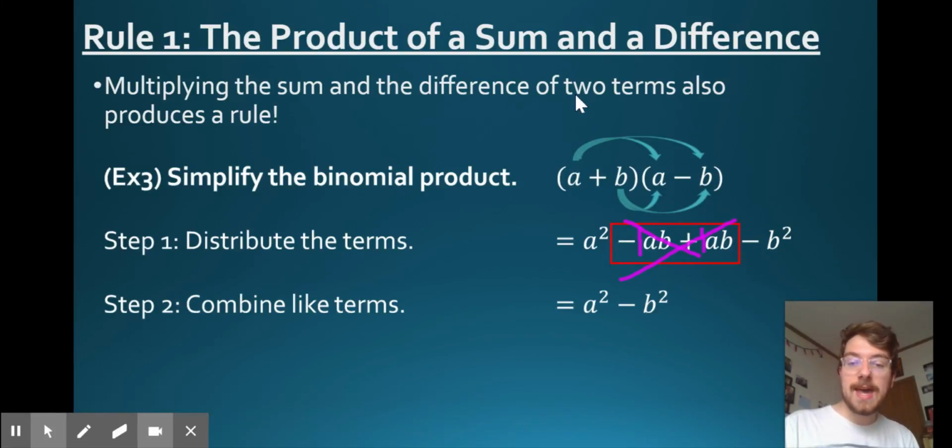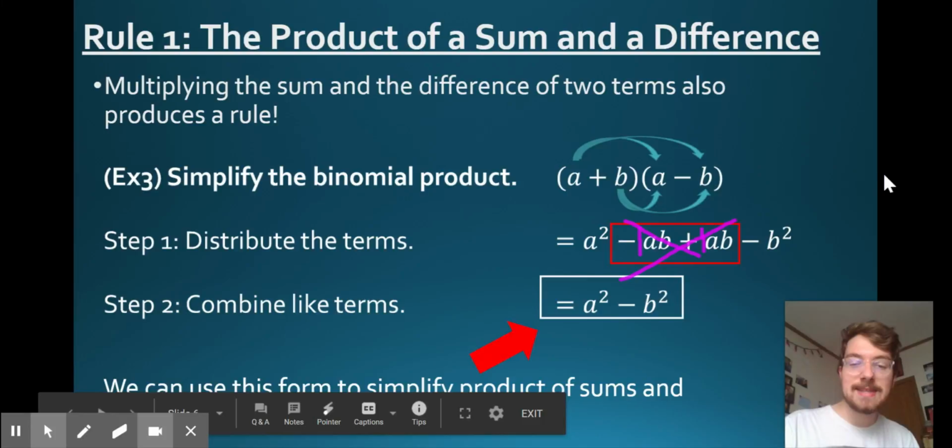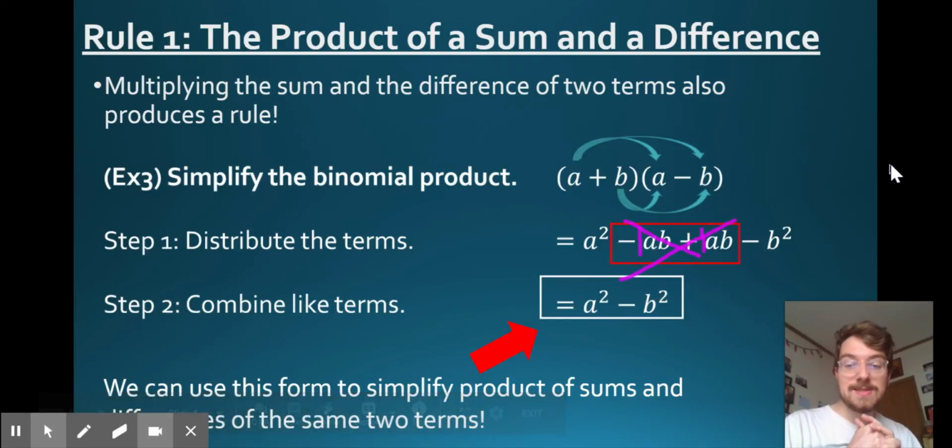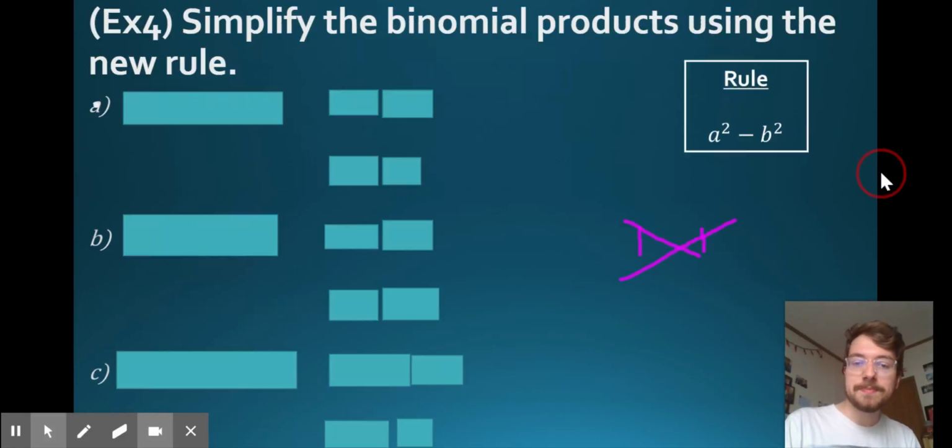So if you've got a product of a sum and a difference, your answer is always going to look like this. That is the blueprint or the rule for problems like this, which this one is way easier because you don't have that middle term with the 2ab in it, which is super nice. You only have to worry about two things. So these problems are actually a lot nicer and there's a little less to work with. So let's get into some of them to try them out.